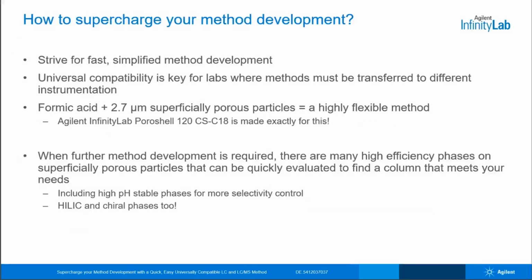To sum up how to supercharge your method development, strive for a fast, simple method. Compatibility across a range of instrumentation is key, especially if you will need to transfer this method to another system in the future. Superficially porous particles and formic acid mobile phase can achieve this. And the InfinityLab Poroshell 120 CSC18 was made to excel under these conditions. And if additional method development is needed, don't forget the wide breadth of phases available on Poroshell particles, including high pH stable ones, as well as HILIC and chiral varieties as well.